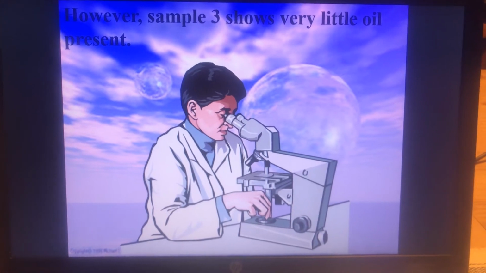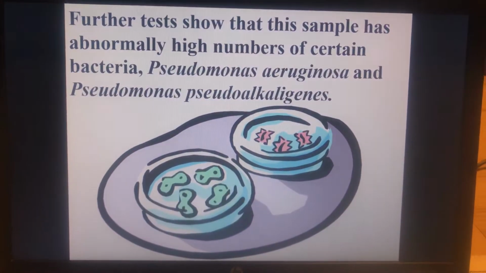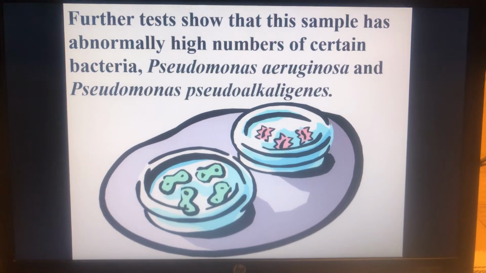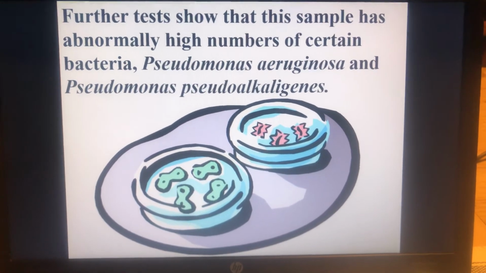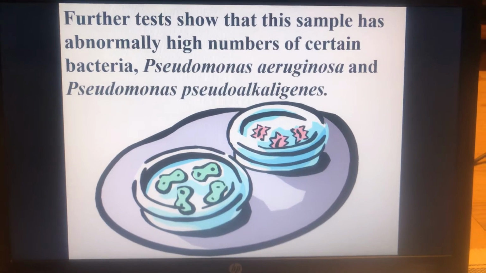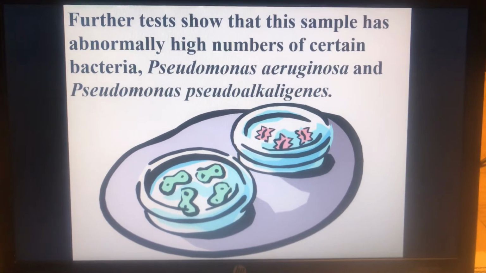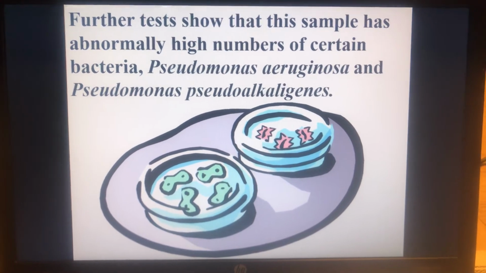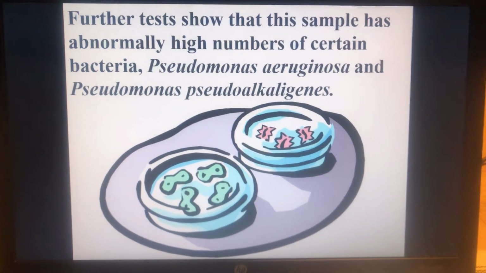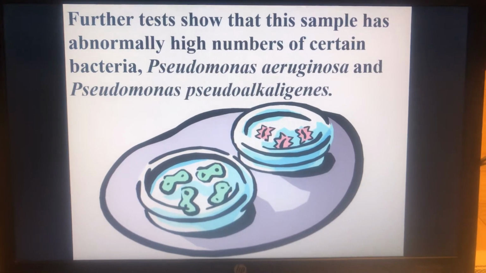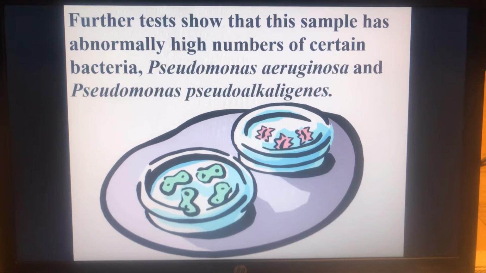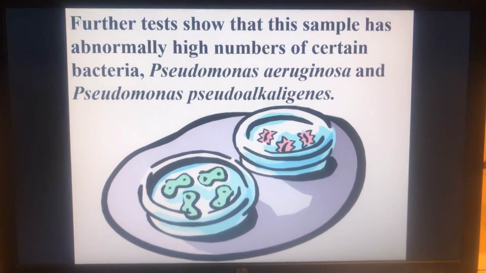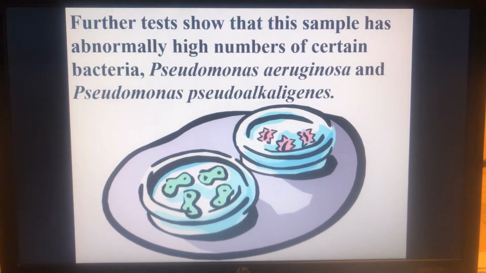Why, I wonder? Further tests show that this sample has abnormally high numbers of certain bacteria. Okay, the Pseudomonas aeruginosa and the Pseudomonas pseudoalcaligenes. Those 2 bacteria, okay, I'm going to call them PA and PP. But wow, I wonder, why is there a high number of those things?